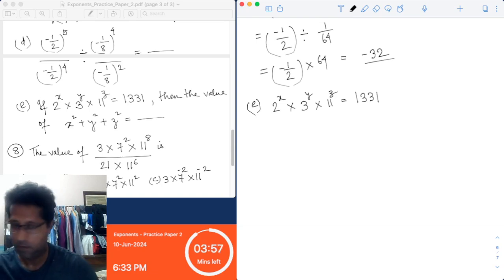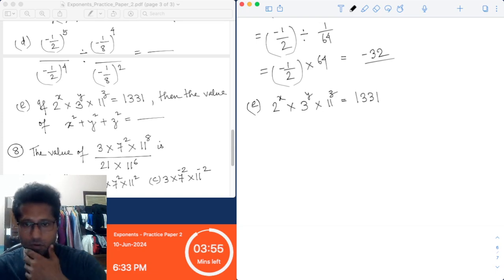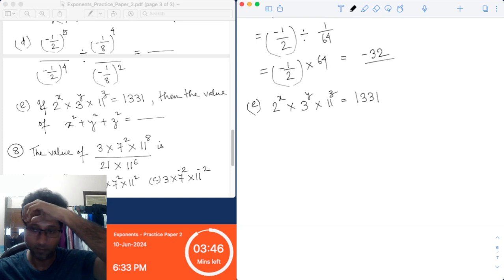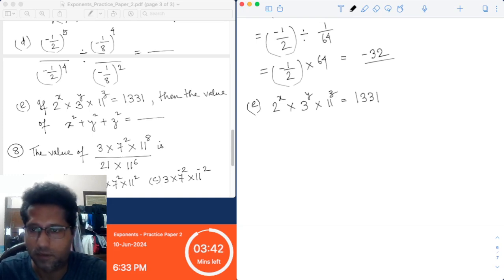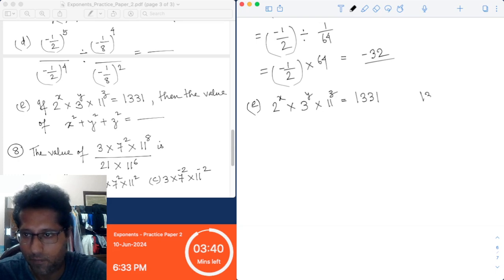Okay, so in order to find x, y, z, definitely we have to factorize 1331 into prime factors. Express that as a product of its prime factors. So let's quickly see the prime factors of 1331.